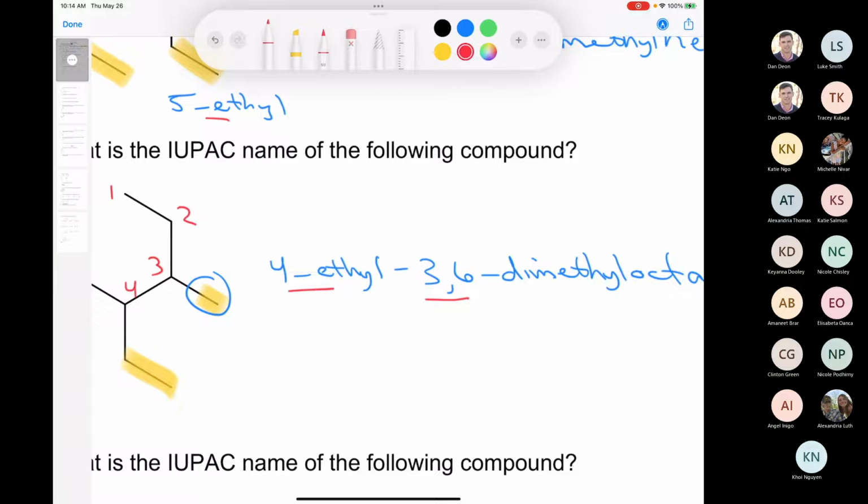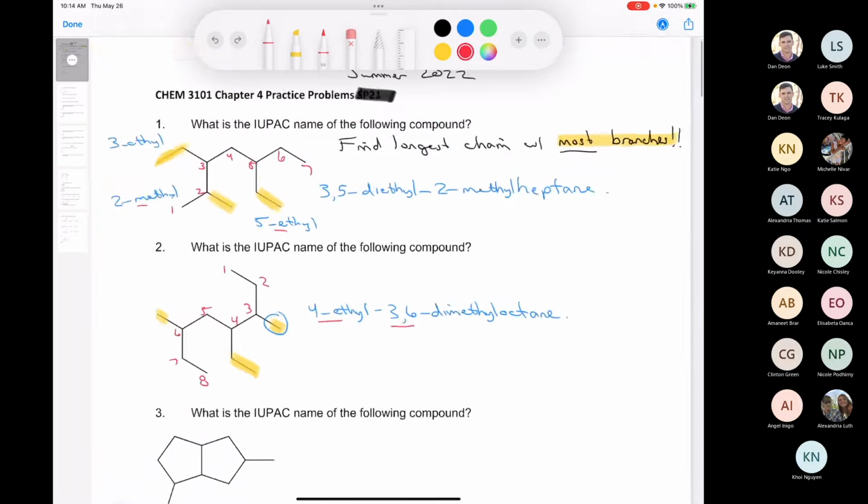Also, you need to remember the prefixes. If you have 2 of the same group, you use the prefix di. If you have 3, it's tri. 4, it's tetra, so on and so forth.